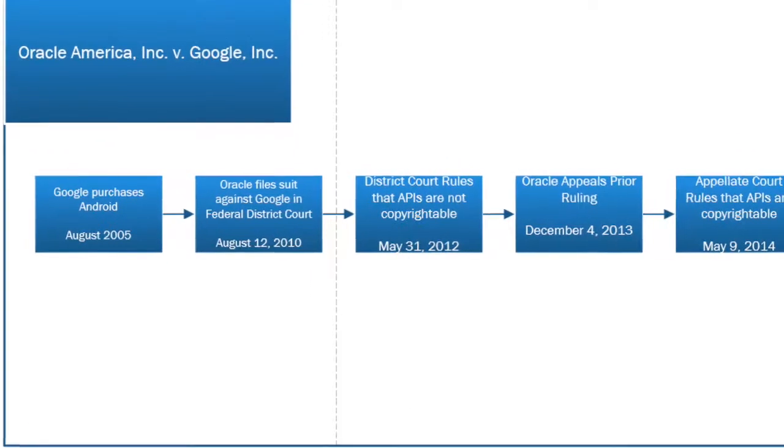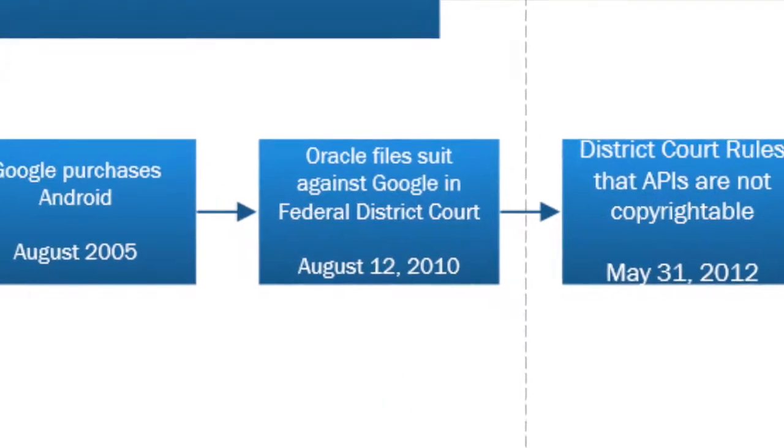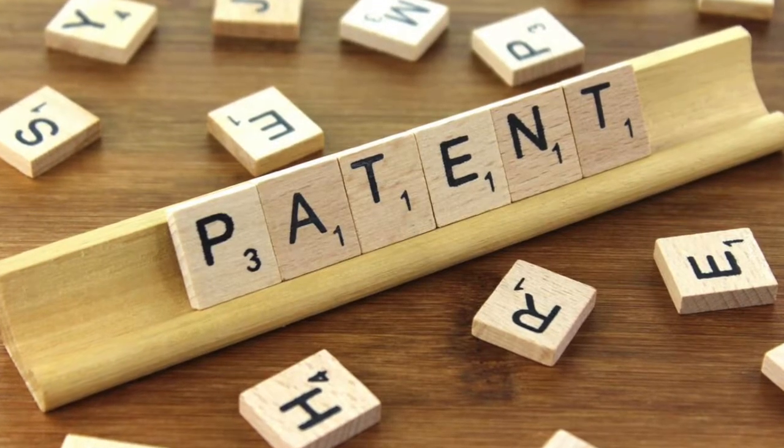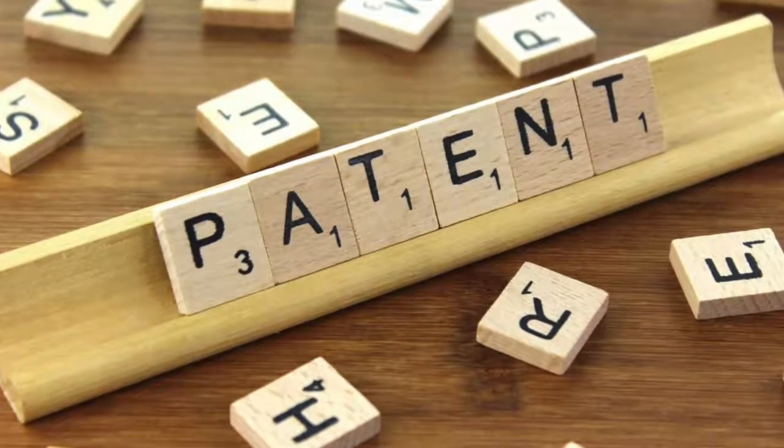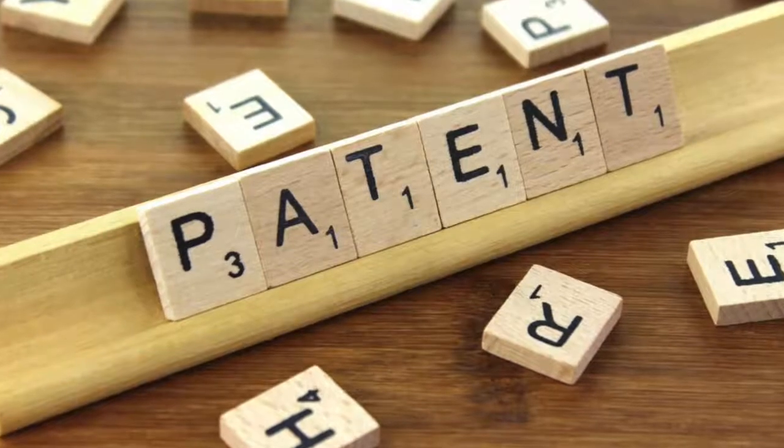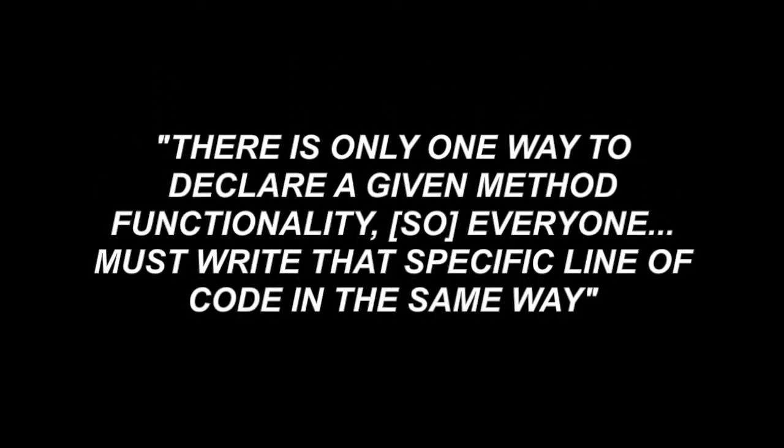In 2010, Oracle filed a lawsuit against Google for infringing on 7 Java patents and its copyrights. When the case was taken to court in 2012, the court ruled that APIs cannot be copyrighted because there is only one way to declare a given method functionality, so everyone must write that specific line of code in the same way.